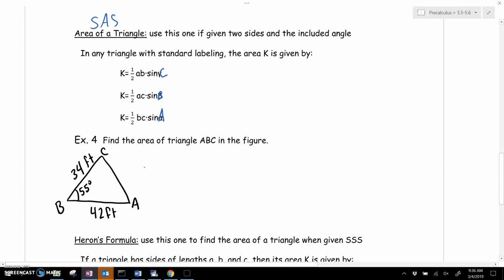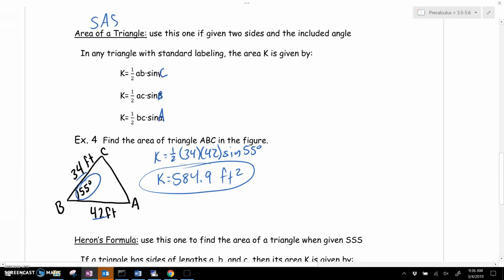So for example 4, if we're asked to find the area of a triangle in the figure, I would do K, which we use to represent area, is 1/2 times the two side lengths. So 34 times 42. And then again, it's sine of that included angle, sine 55 degrees. Again, I would make sure my calculator is in degree mode, type it in, and I get 584.9 feet squared. Don't forget to square your units because we are talking about area.